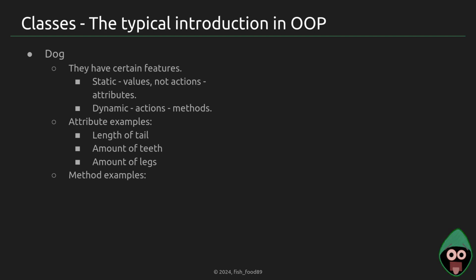Method examples, I'd give one example as wag tail. That's a method, that's an action. Barking is an action. It's something that's interactive. Dynamic, not necessarily the best word choice that I have here in the slides. Think of interactive for methods. That would be better. And then run and sleep. These are all things you do. They're actions, so methods. And method is a concept that's really tied to object-oriented programming.